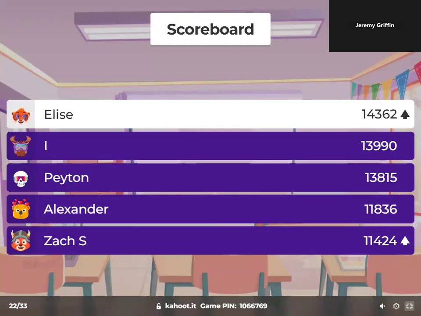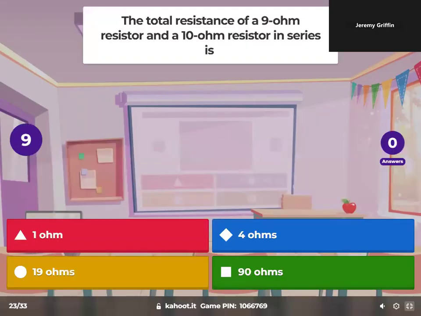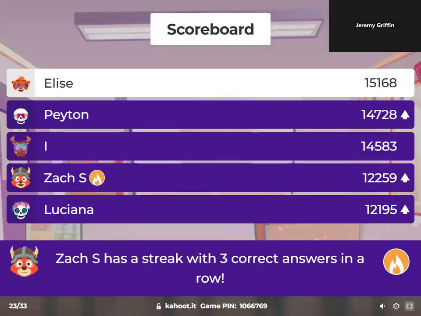We got Zach, Alexander, Peyton, who's the first? Elise. Top spot. The total resistance of 9 ohms and 10 ohms in series. What is 9 and 10 in series? Yeah, 19 ohms. So you just add them up, right? Add them up. 9 plus 10 is 19. Is that okay? 9 plus 10 is 19.